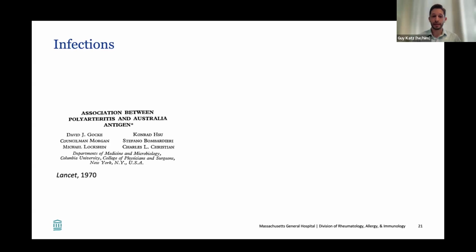one of a few that came out at around the same time, that showed an association between polyarteritis, which we now call polyarteritis nodosa, and Australia antigen, and we now call Australia antigen hepatitis B virus. So it was found around that time that hepatitis B virus was the cause of polyarteritis nodosa, and it turned out that it was the cause of the vast majority of that type of vasculitis. After effective treatment for or vaccination for hepatitis B virus came out, the incidence of polyarteritis nodosa really plummeted.